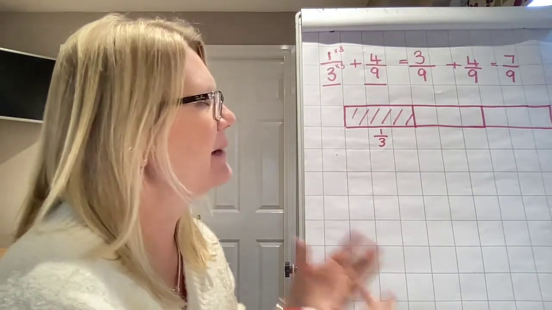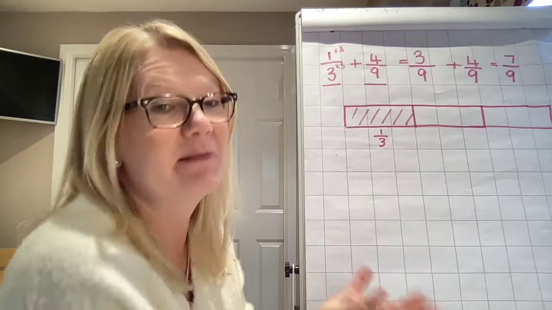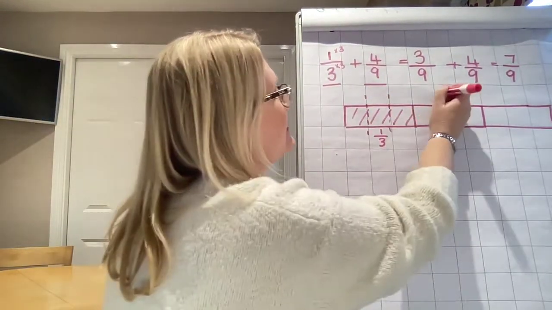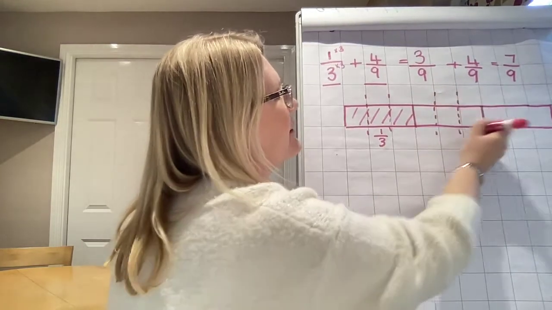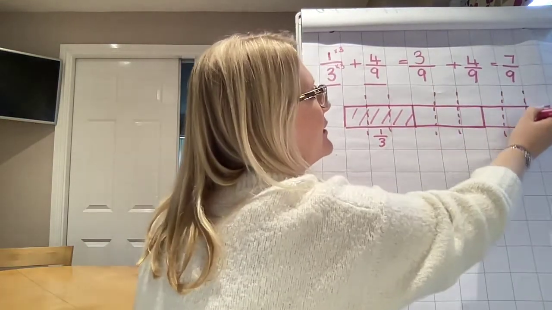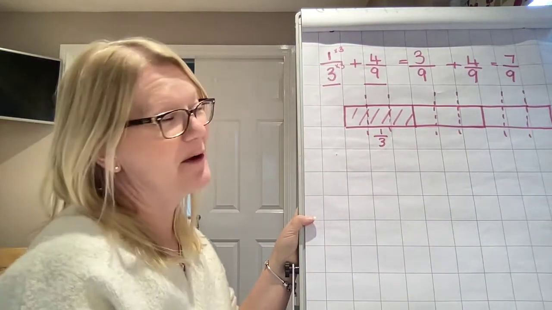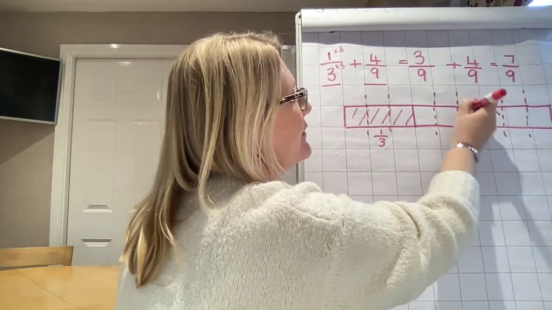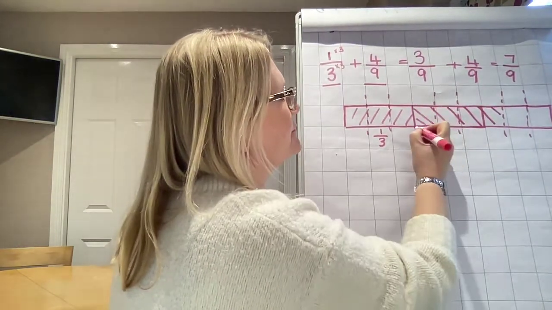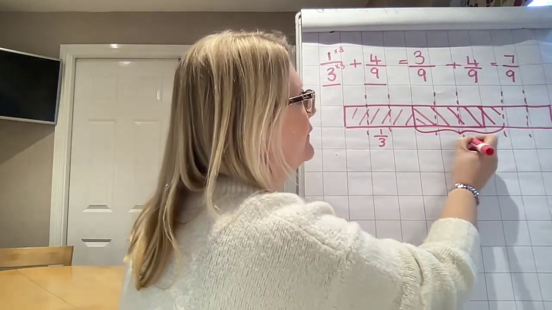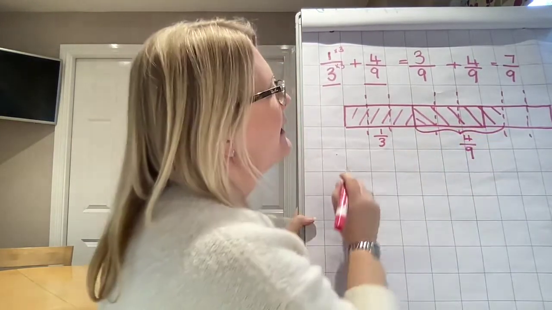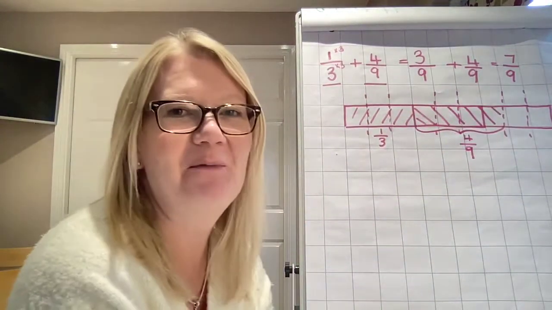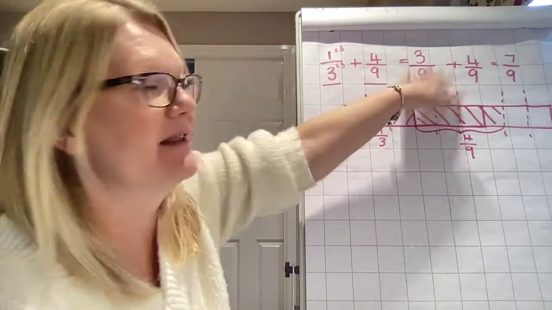Now, where do my ninths come in? Well, because 9 is a multiple of 3, if I were to divide each one of these, each third, into three parts, I would have 9 parts. So on Boxing Day, I'm going to eat 1, 2, 3, 4 ninths. So that bit is 4 ninths. And if we count them together, 1, 2, 3, 4, 5, 6, 7, we can see that we've now got 7/9, the same as the numbers.